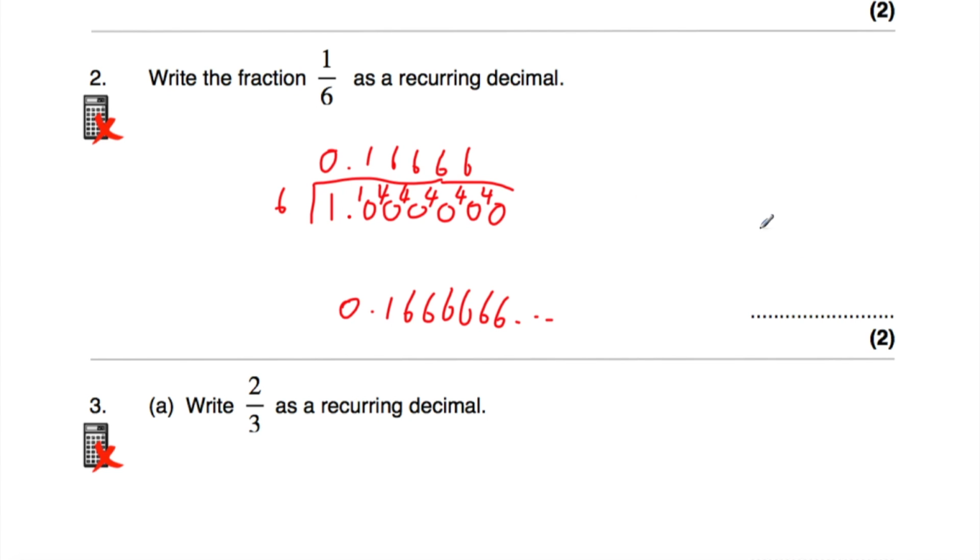Or we can write it as 0.16 with a little dot above the 6. So to write 1/6 as a recurring decimal, it'd be 0.16 with a dot above the 6 to show the 6 carries on forever. Alternatively, we could write 0.166666 and so on, just to show that it carries on like so. So 1/6 as a recurring decimal is either 0.16 with a little dot above the 6 or 0.166666 and so on, which shows that it goes on forever.